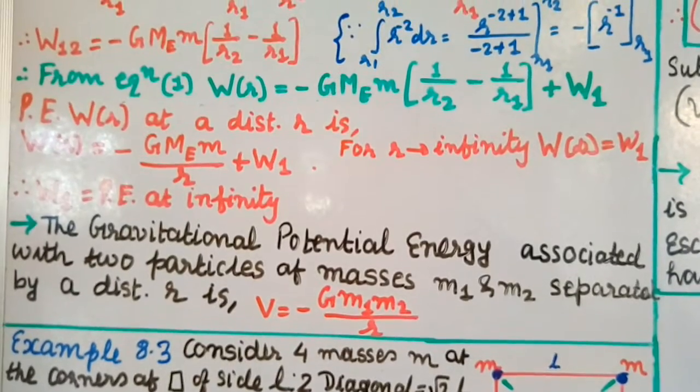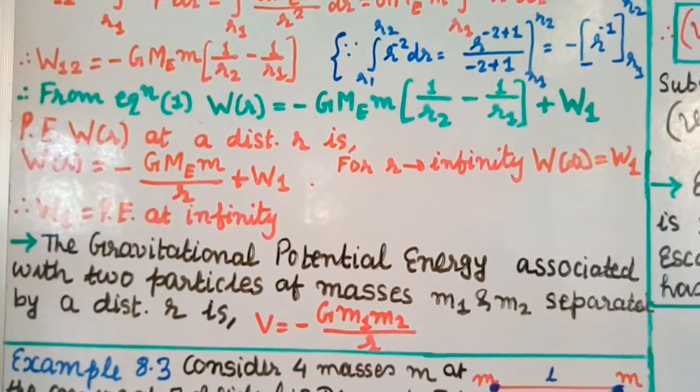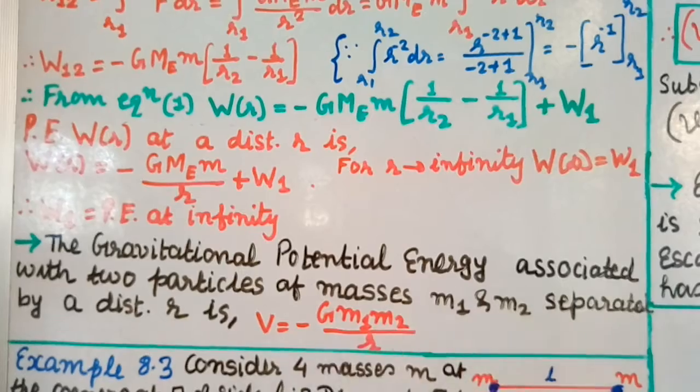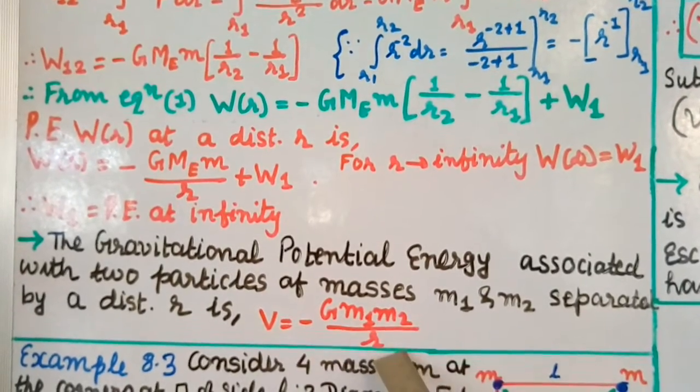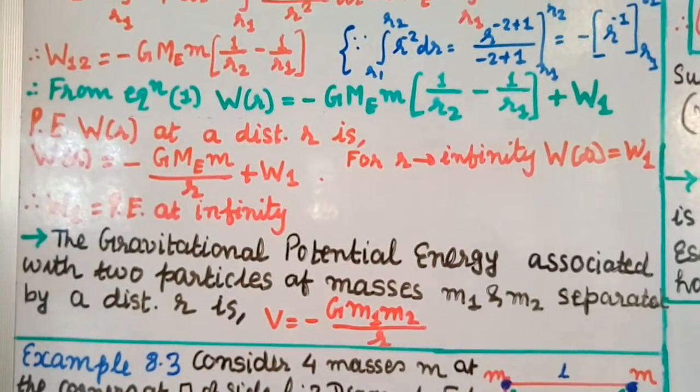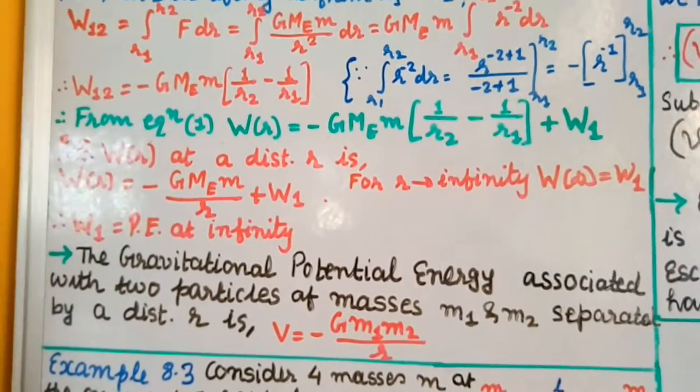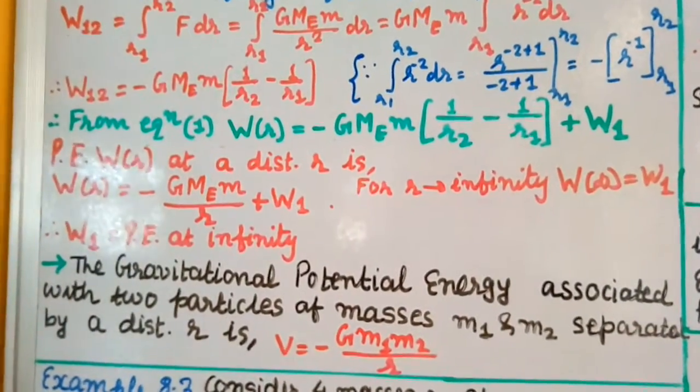Okay, so gravitational potential energy for two particles of mass m1 and m2 separated by r is given as minus G m1 m2 by r. So that is your gravitational potential energy, the definition we gave at the beginning.